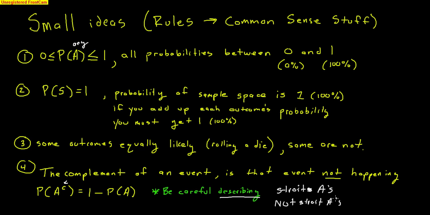So the complement of straight A's is you simply have not straight A's, meaning that maybe in one class you did not get an A. So just be careful. All we have to do for a complement is put the word not in front, and it makes it really simple.